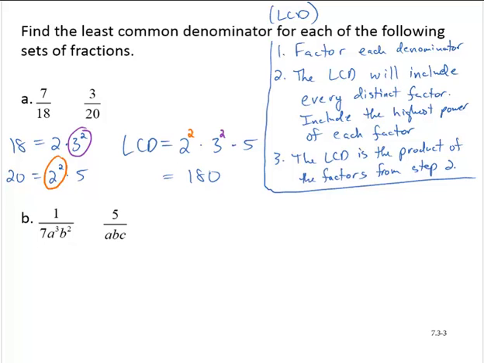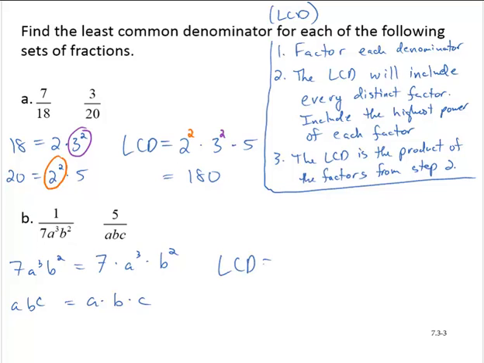Alright, exercise B. Our fractions are 1 over 7a cubed b to the second and 5 over abc. Let's list the factorizations. 7a cubed b to the second is really already factorized, isn't it? That's 7 times a cubed times b to the second. And our second denominator, abc, is a times b times c.